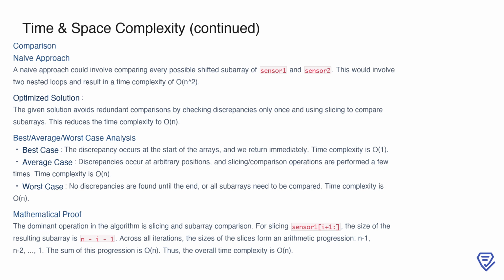Mathematically, the dominant operation is slicing, where the size of slices forms an arithmetic progression from n-1 down to 1. The sum of this progression is O(n), confirming that the overall time complexity is O(n).